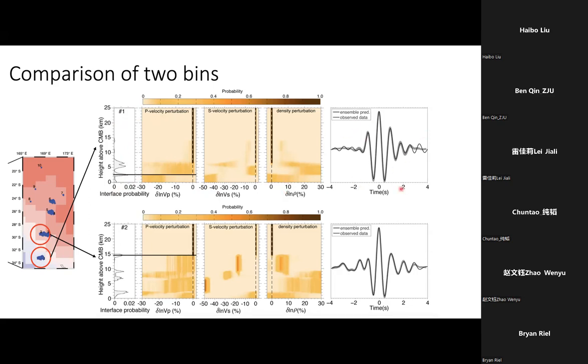And this is the waveform fit. You can see the waveform fit is actually quite good. For beam number two, at the edge of the LLSVPs, the thickness of the ULVZ increases to 15 kilometers, and the S velocity perturbation is about 50% shear velocity reduction. The density perturbation is about the same as bin number one. This one is a bit different because it shows clearer precursors compared to the waveform from bin number one. I don't know if that's the reason why it has a better constrained shear velocity perturbation.